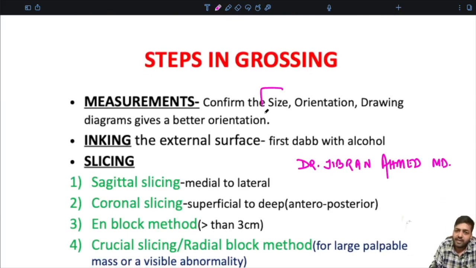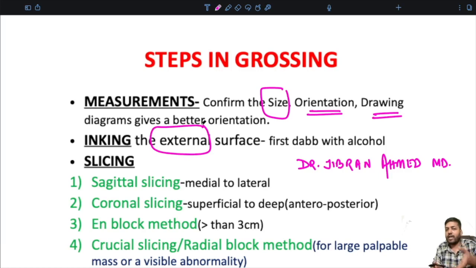You should confirm the size. You should orient it nicely. What is the orientation? We have already spoken about that. If you can, you should draw; drawing diagrams gives a better orientation. Then you can ink the surface. In our country only the margins are inked, but in foreign countries they tend to ink the entire specimen: superior, inferior, medial, lateral, anterior, posterior, all the surfaces are inked.